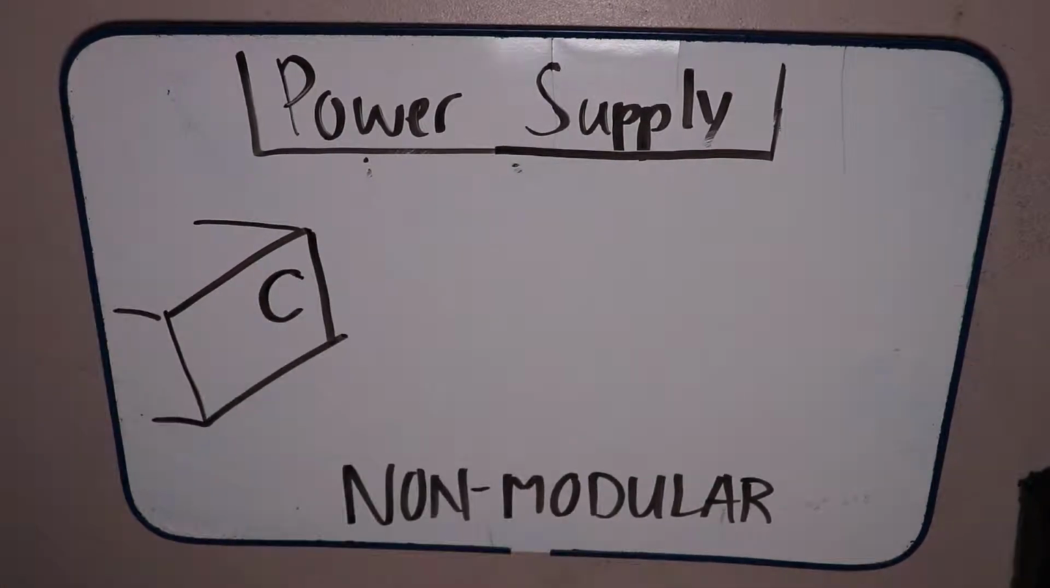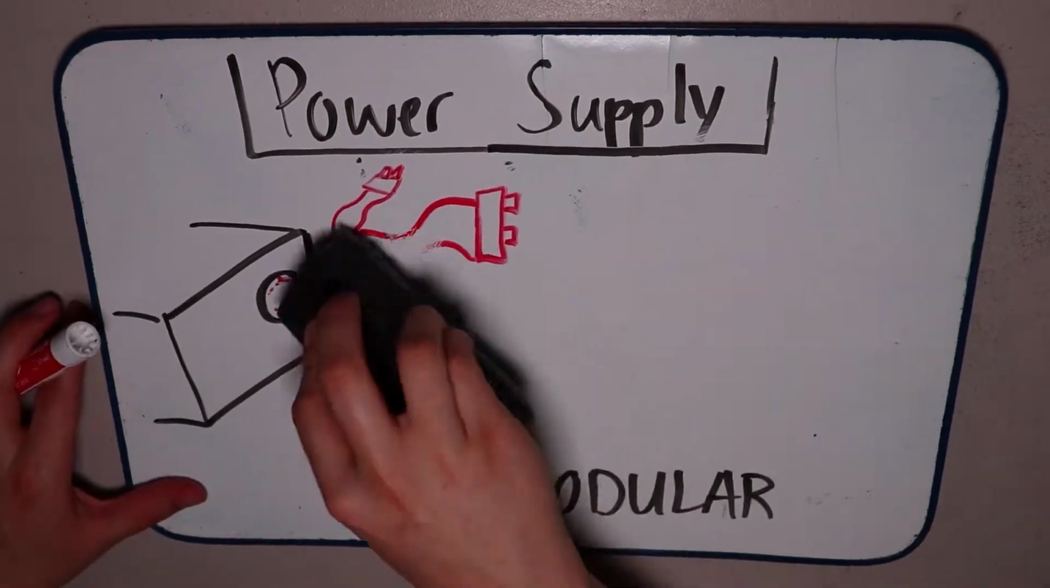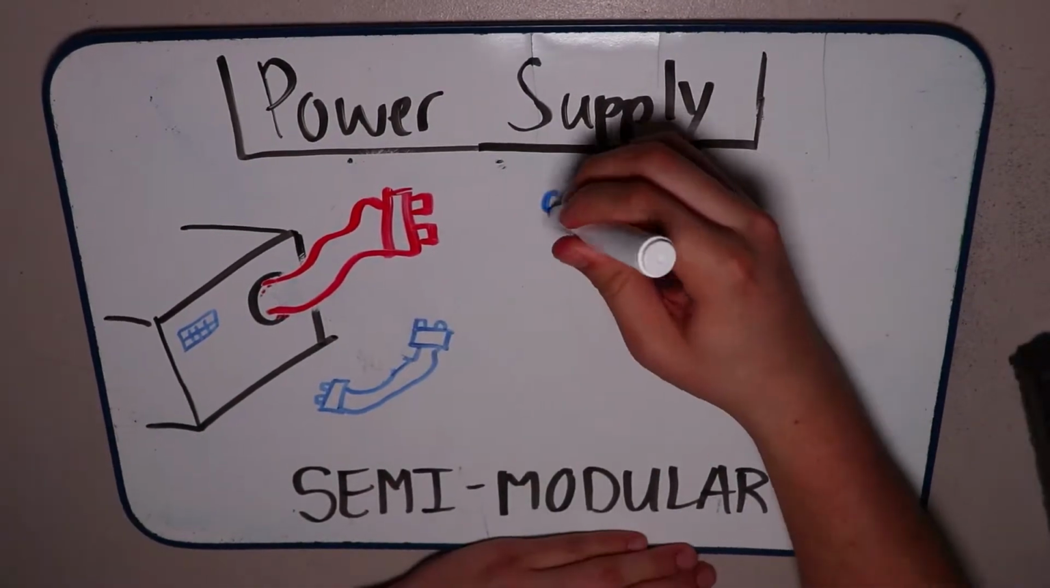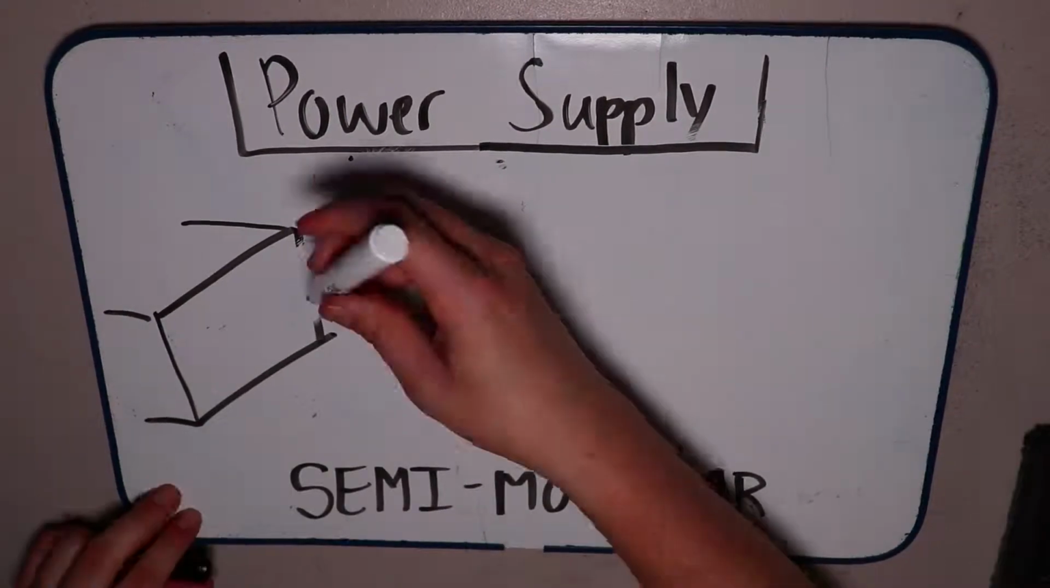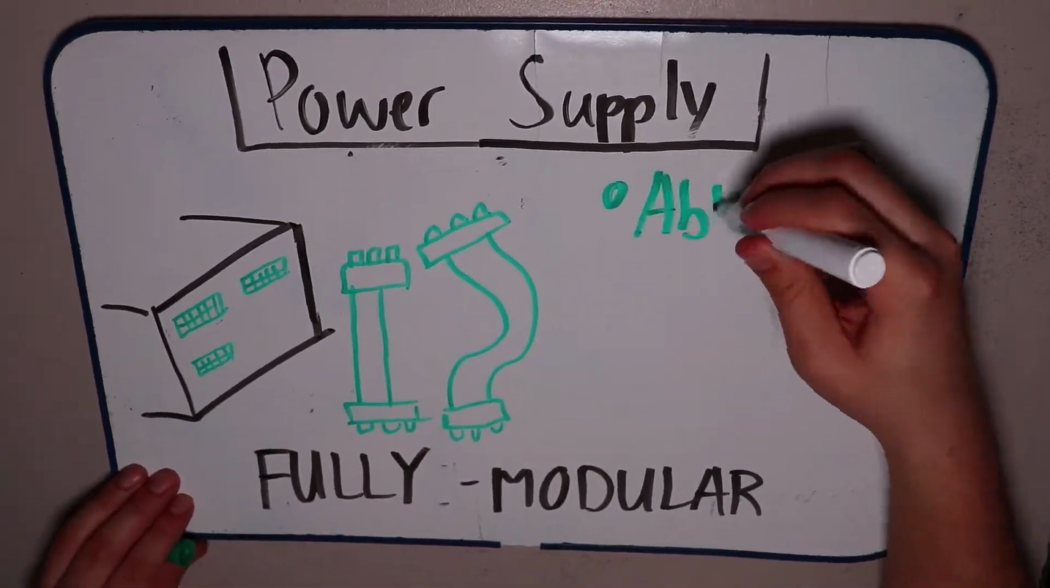Non-modular means that you cannot disconnect any of the cables coming out of the power supply. Semi-modular allows you to disconnect some, but not the major ones your computer needs. Fully modular allows you to disconnect all the cables and use only the ones you wish to use.